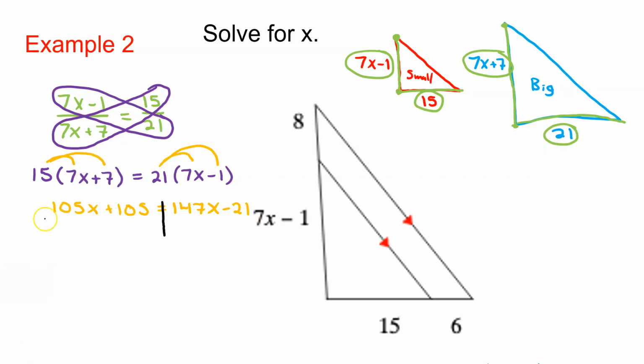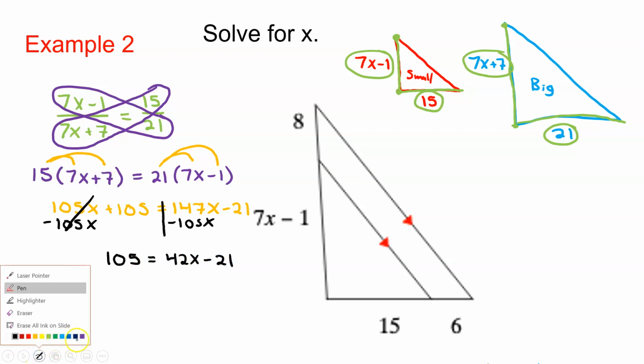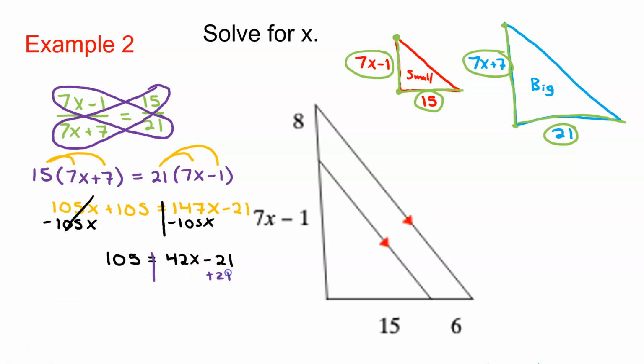What I'm going to do is subtract 105x from both sides. 105x minus 105x, so what is that going to give us? That gives me 42x. So these cancel out. I get 105 is equal to 42x minus 21. All right, great. If I go ahead now and add 21 to both sides, what do we get? We end up with 105 plus 21. That's going to give me 126 is equal to 42x. The 21s canceled out. The last thing we're going to do here is go ahead and divide both sides by 42.